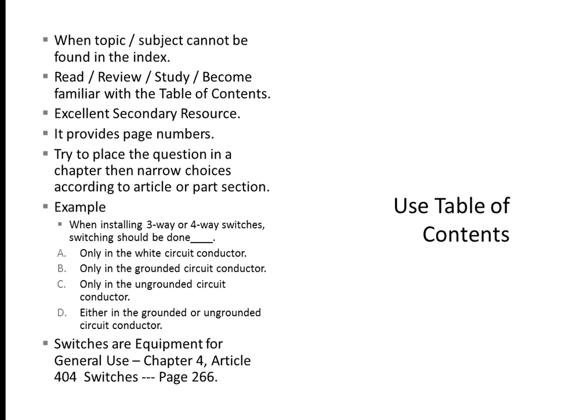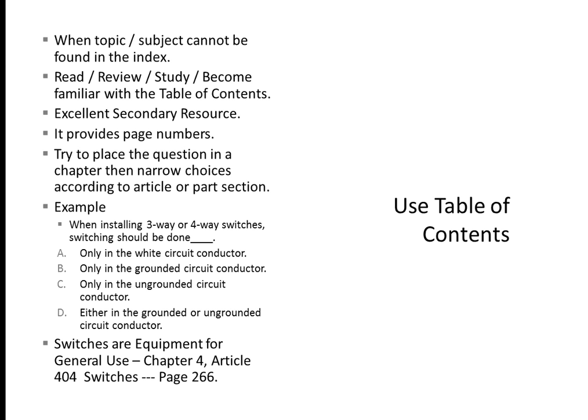A great secondary source is the table of contents. It's an excellent secondary source of information and topics. If you read, review, study, and become familiar with the table of contents, it'll help you to understand how the book is organized. It's organized by topic and subject. When you can't find the proper topic or subject in the index, you could refer to the table of contents. The table of contents also provides page numbers. Try to place that question in a chapter and then narrow your choices according to the article or part section.